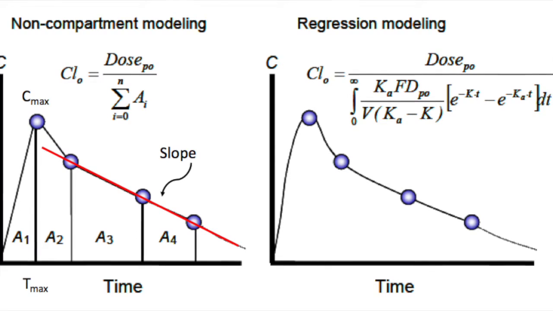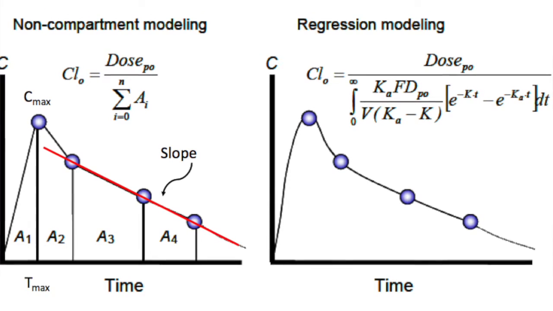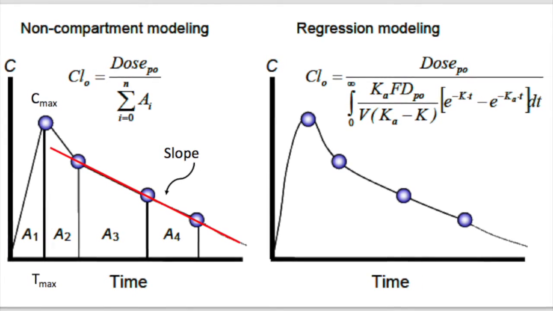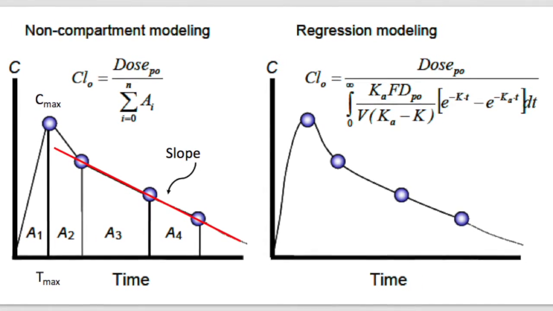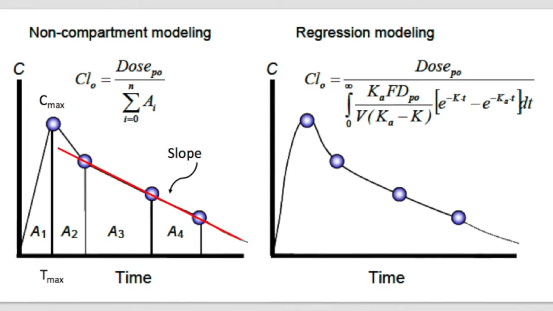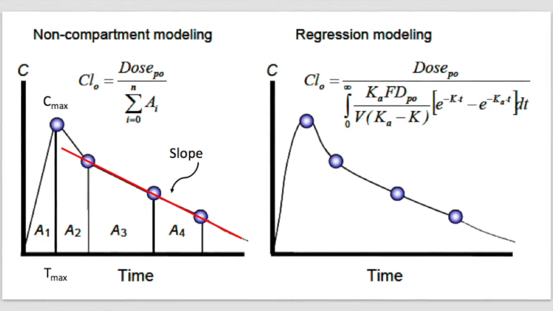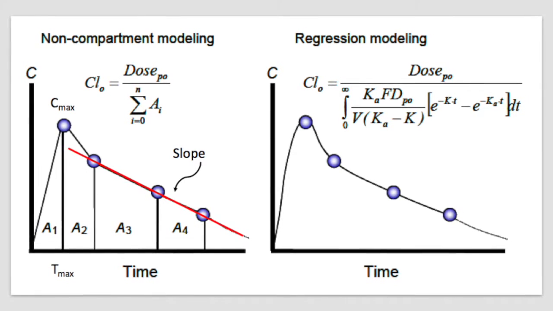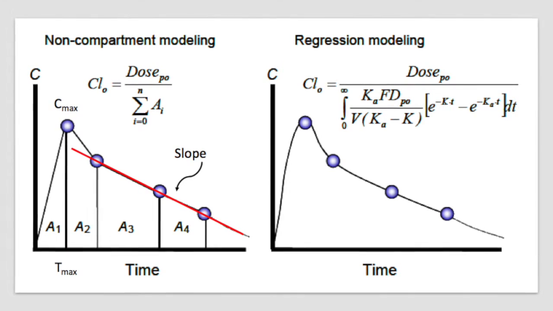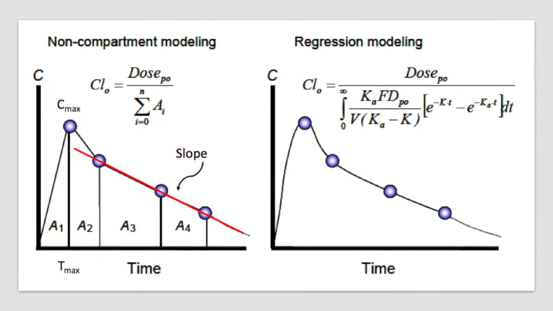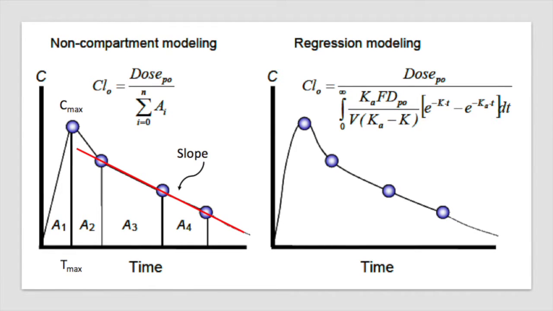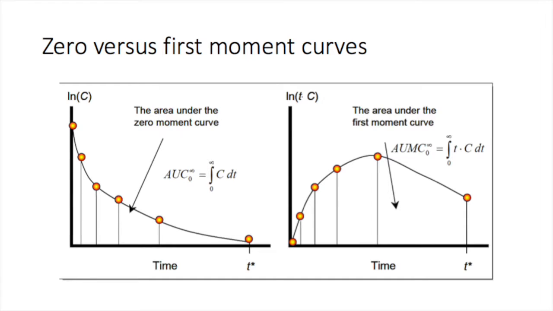Here we see the differences between compartmental and non-compartmental analysis in a graphical way. In non-compartmental analysis, we are measuring the characteristics of the data directly. For example, we're looking at the data to determine what the Cmax and Tmax are, and then we're calculating the area under the curve and slope. In contrast with compartmental modeling, we fit an exponential equation to the data and infer the values of the pharmacokinetic parameters from that model.